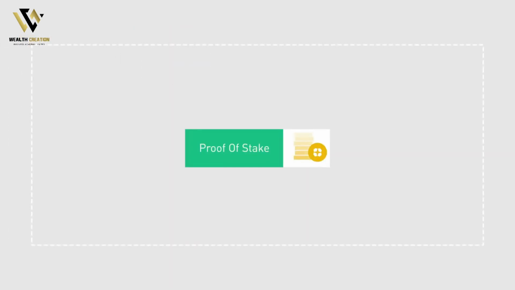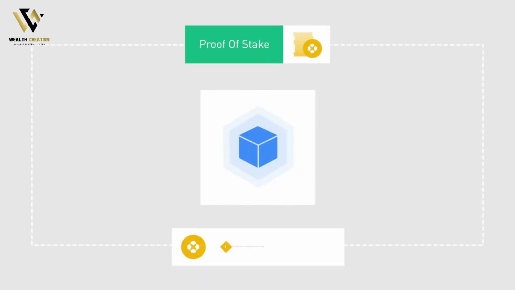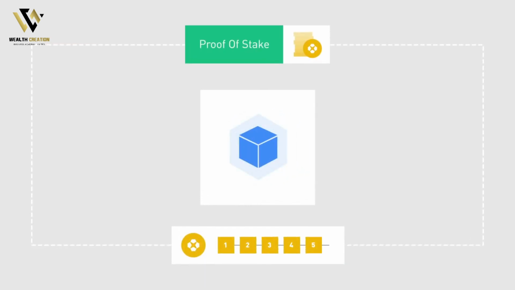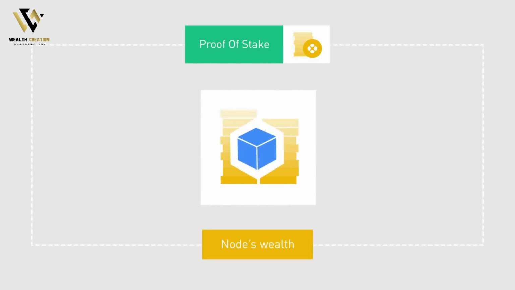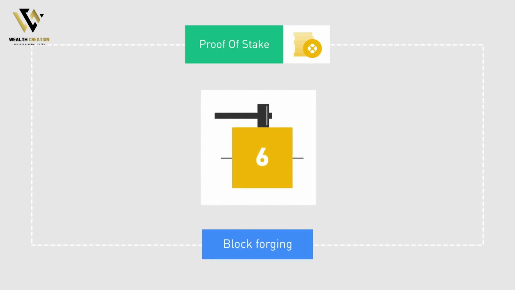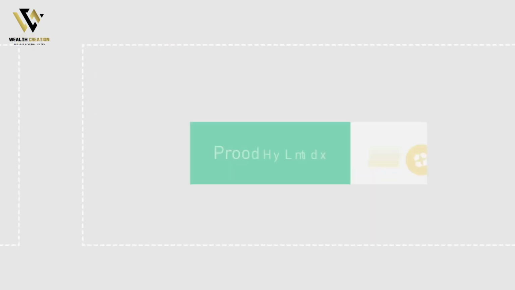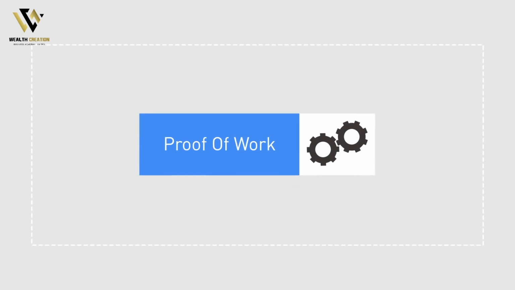The proof of stake algorithm uses a pseudo-random election process to select a node to be the validator of the next block, based on a combination of factors that could include the staking age, randomization, and the node's wealth. It's good to note that in proof of stake systems, blocks are said to be forged rather than mined. Cryptocurrencies using proof of stake often start by selling pre-mined coins, or they launch with a proof of work algorithm and then later switch over to proof of stake.